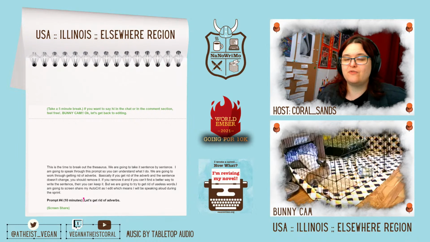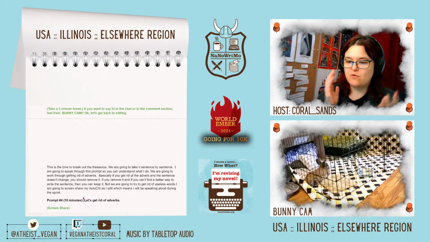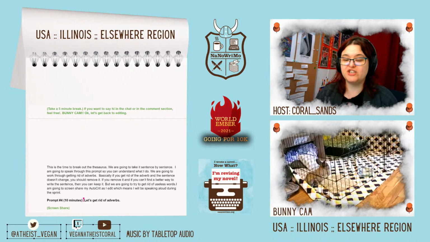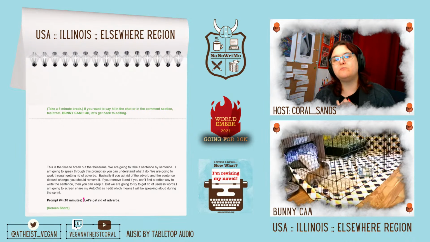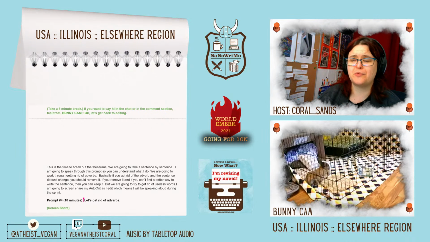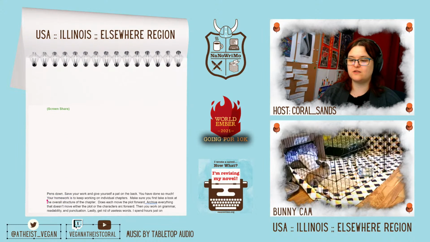Go ahead and feel free to comment in the comments what you want to work on. So when you go to do your homework, make sure you take a look at the overall structure of your chapter. Does each chapter move your plot forward? This is a very important part in my chapter, so mine most definitely does. Make sure you are archiving everything. So archive anything that doesn't either move the plot forward or the character arcs forward.